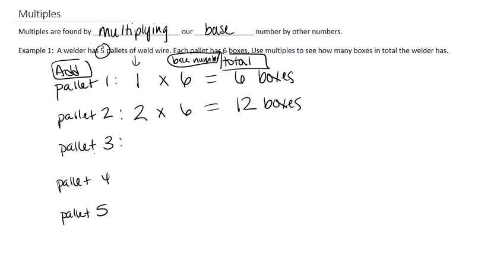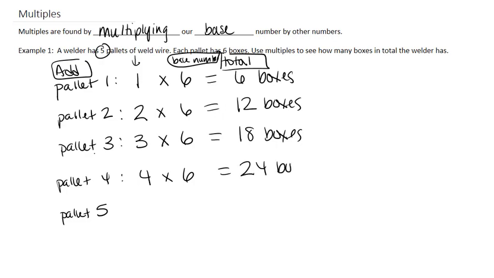And then when we have pallet 3, we have 3 pallets total. So now we go 3 times 6, which is our base number. So 3 times 6 is 18 boxes. And then when we have 4 pallets, we multiply 4 times 6 to equal 24 boxes. And on the final pallet, we have 5 pallets, and we multiply by 6. So now we have 30 boxes.